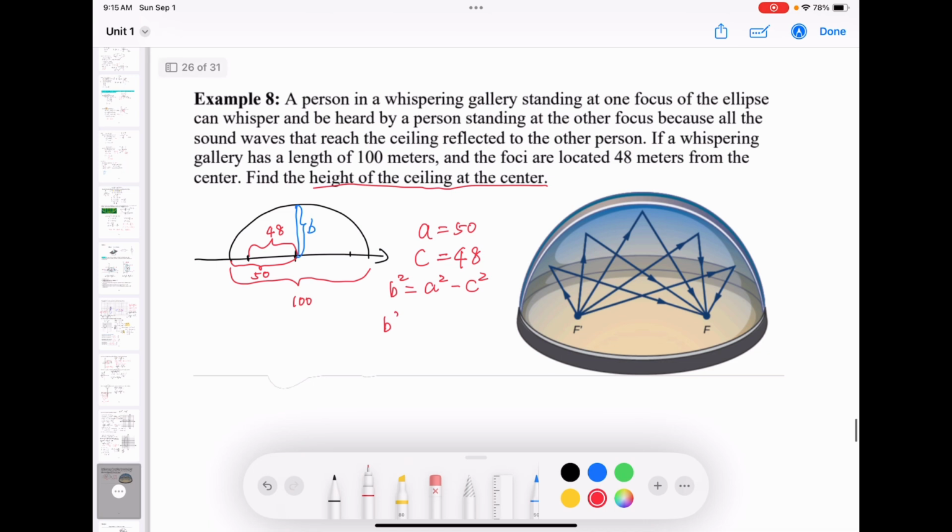So b squared is equal to 50 squared minus 48 squared, and take the square root of both sides. b is equal to the square root of 50 squared minus 48 squared. We can use our calculator to find our solution. So we have the square root of 196, and the square root of 196 is 14. So the height of the whispering gallery is 14 meters. Okay, we're done. If you have any questions, please let me know.